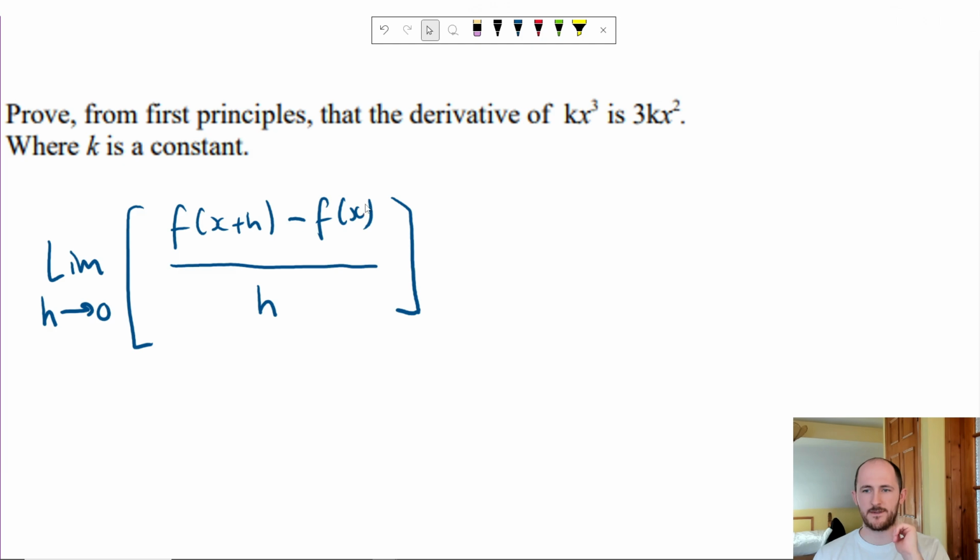So first of all, let's define what f of x is. F of x in this case is going to be kx cubed. I would like to point out that I have picked a hard question, so it's probably the hardest that you'll get in year 12 for proving from first principles. That means f of x plus h, well, all I do is I replace x with x plus h.